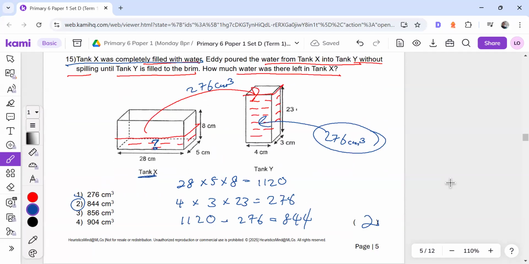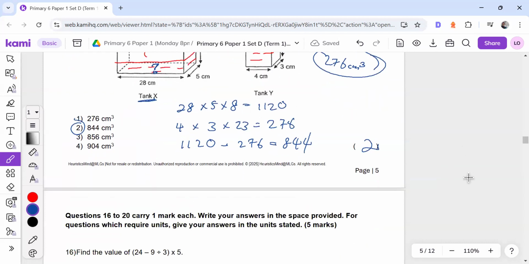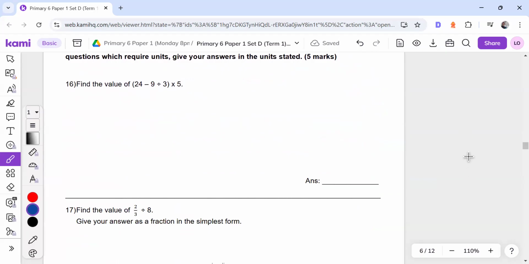Mr. must tell you that this booklet A, or this paper one that Mr. has created, I wouldn't say it's quite easy, but it's also not very hard.